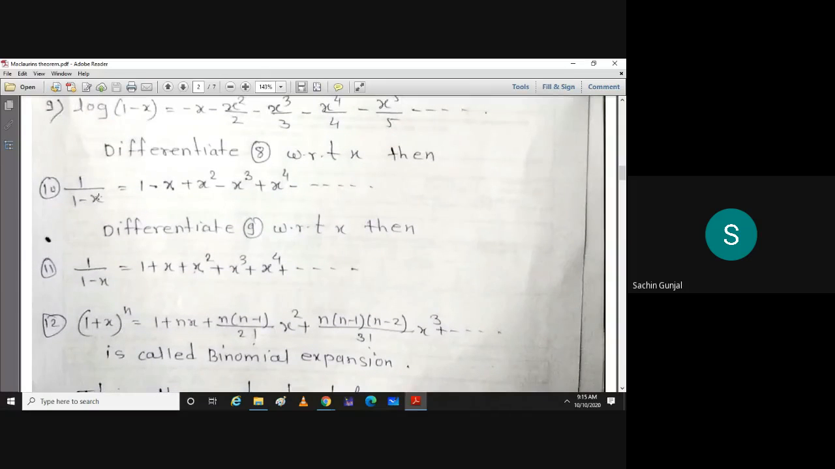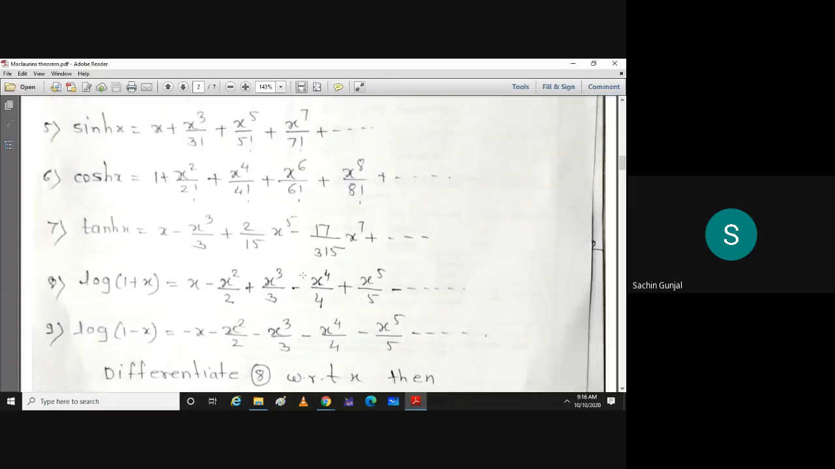There is the expansion of 1 upon 1 plus x, which is 1 minus x plus x square minus x cube and so on. This is true if and only if modulus of x is less than 1, that means x should lie between minus 1 and 1. Similarly, the series expansion of 1 upon 1 minus x is 1 plus x plus x square plus x cube and so on. This expansion is true provided mod x is less than 1. That is the only assumption one has to consider. Otherwise, all other expansions are true for all x.